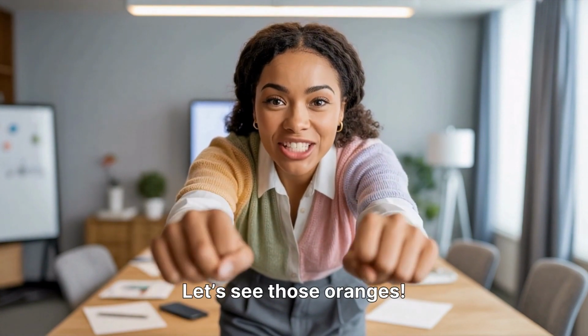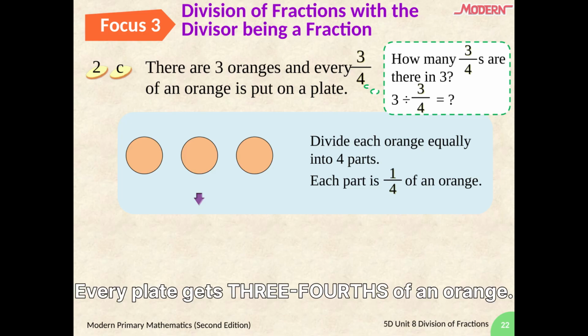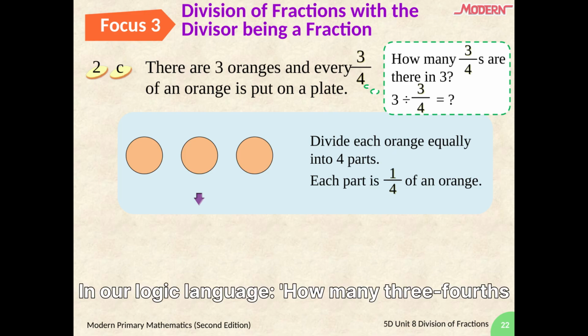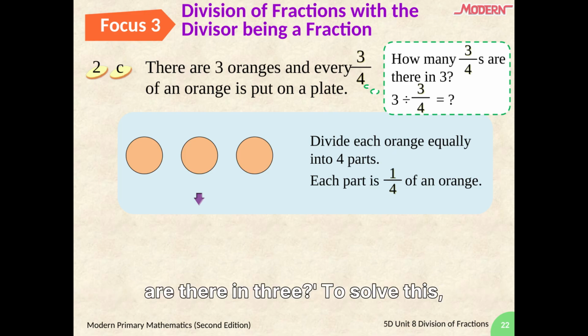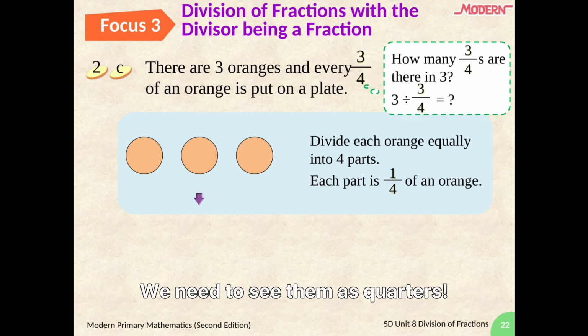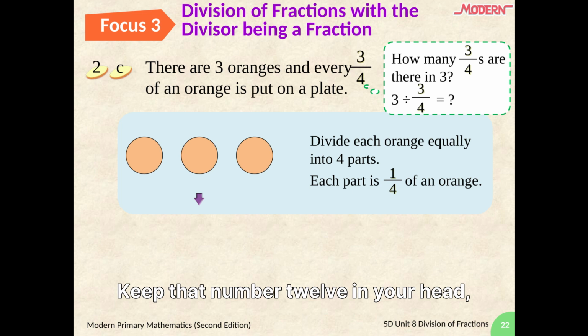Let's see those oranges. Check out slide 22. We have 3 oranges. Every plate gets 3/4 of an orange. How many plates can we fill? In our logic language, how many 3/4 are there in 3? To solve this, we first have to look at the oranges in a new way. We need to see them as quarters. 1 orange is 4 quarters, right? So 3 oranges must be 12 quarters. This is the first clue in our mystery. Keep that number 12 in your head, team.